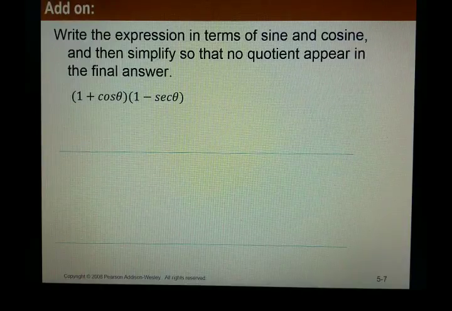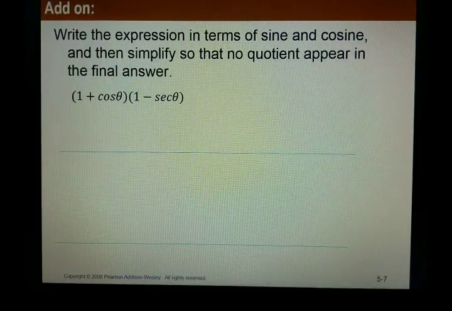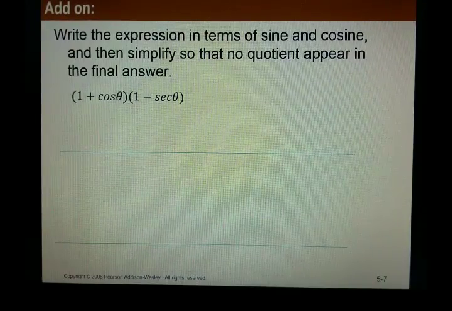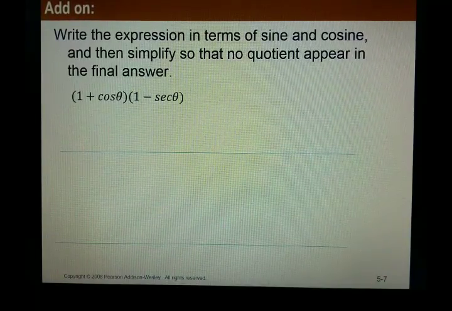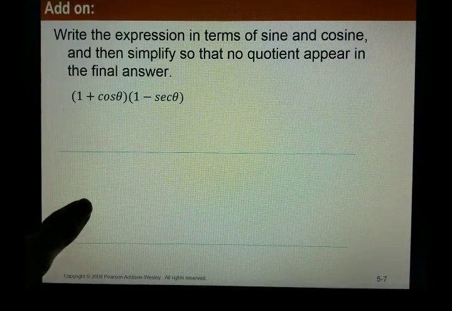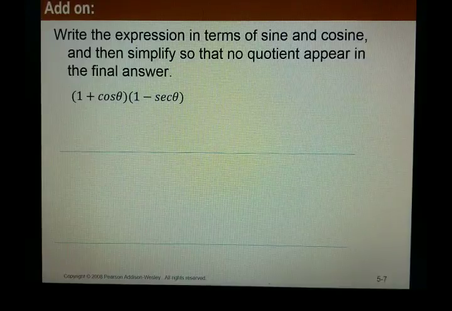So write the expression in terms of sine and cosines only, and then simplify so that no quotient appears in the final answer. That means they want no denominator, no fraction. So this already is a 1. This is cosine. We're good. Secant, though, would be the reciprocal of cosine.